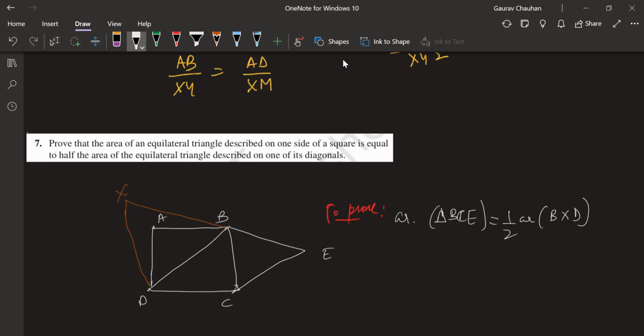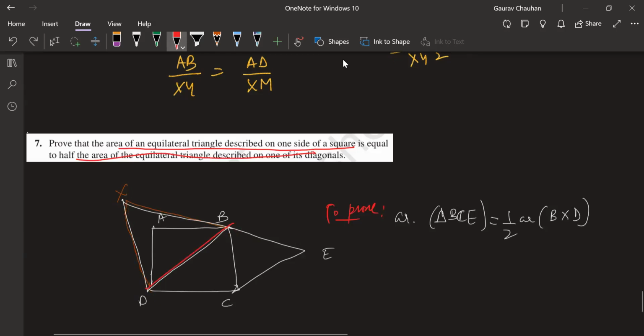Is my to-prove diagram and given clear? I'm just interpreting the question. It says area of equilateral triangle described on one side of a square, which means I'm first drawing a square, and on one side I'm drawing one equilateral triangle. That is this one. This is not a straight line, it just looks so in my diagram. Then it's saying it is equal to half the area of the equilateral triangle described on one of the diagonals. So on the diagonal I'm drawing an equilateral triangle there.